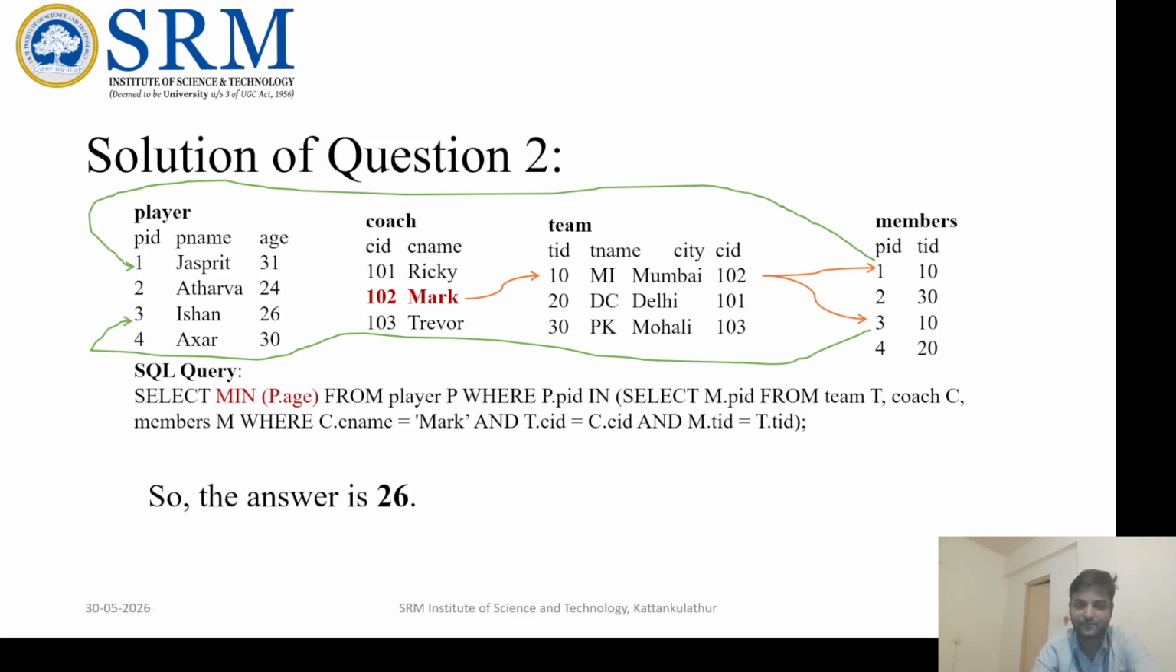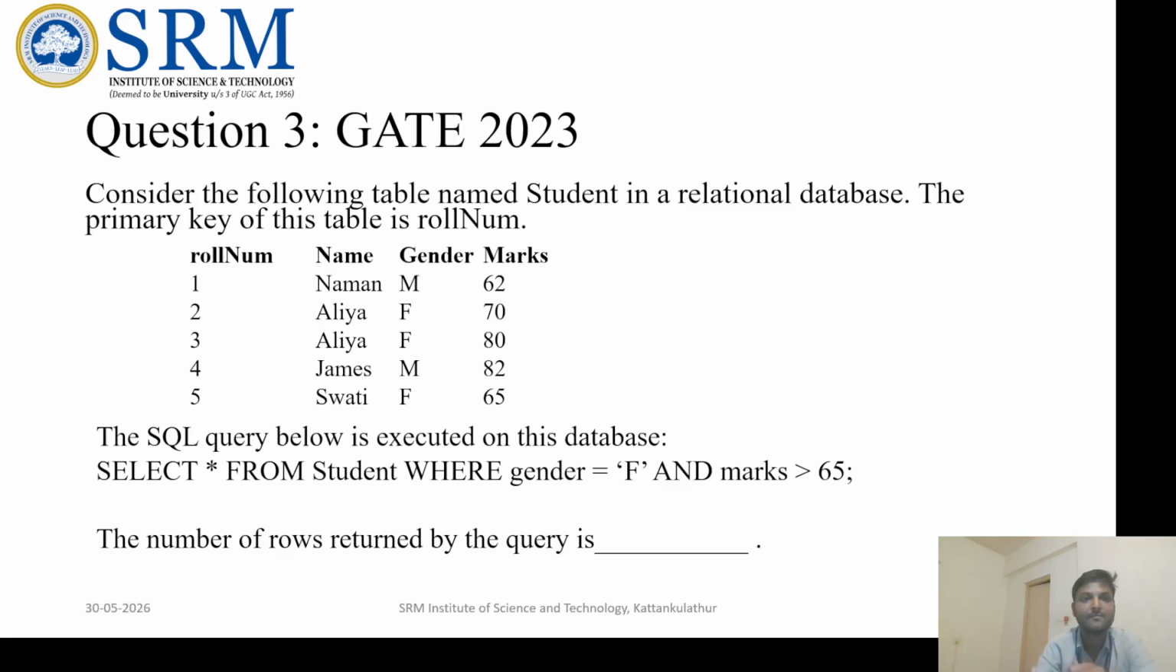Okay, so we can go to the next question. Now consider the following table named student in a relational database. The primary key of the table is roll number. The SQL query below is executed on this database: select star from student where gender equals 'F' and marks greater than 65. The number of rows returned by the query is?